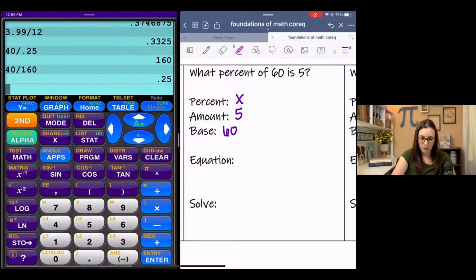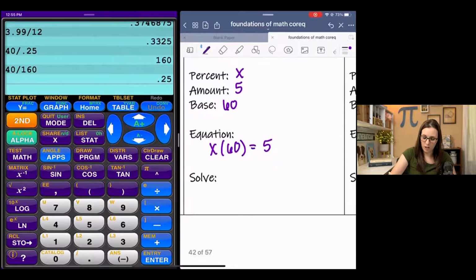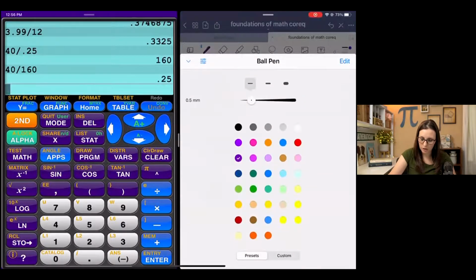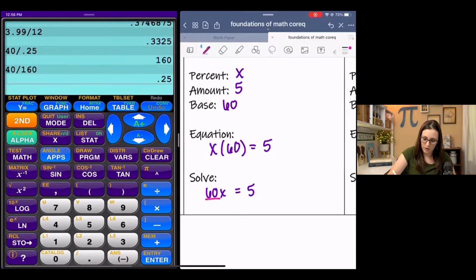And remember, we're going to be focusing on these words to set up our equation. What percent of 60 is 5? And then for solving, I like to rewrite that with the 60 in front. It really doesn't matter. We can use the commutative property of multiplication to change the order, so that's legal, but you don't have to change it. In either case, we're going to solve by dividing by 60.